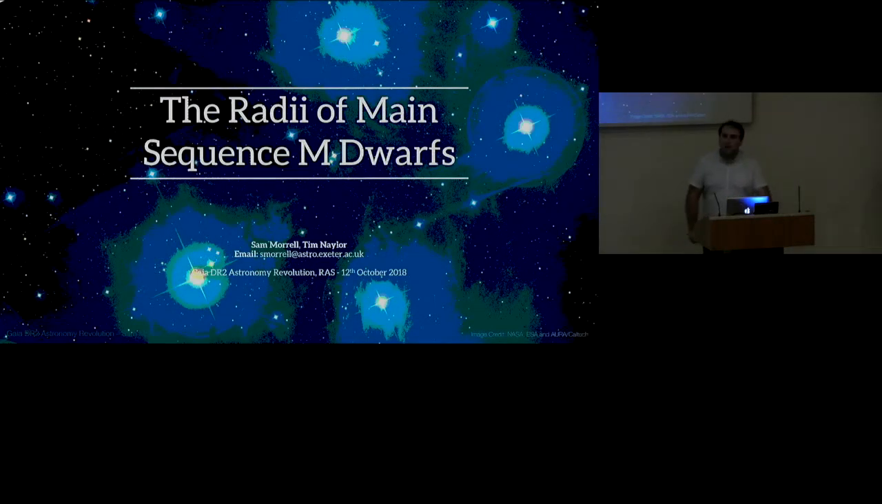Okay, so hello everyone. I am Sam Morrell. I'm from the University of Exeter, and I'm working with Professor Tim Naylor on understanding the radii of M-dwarf stars. Now, when it comes to determining the properties of stars, which of course are mass, radius, temperature, and luminosity, there are a load of different methods at our disposal.